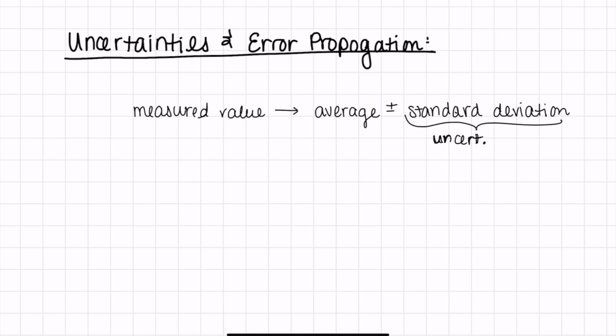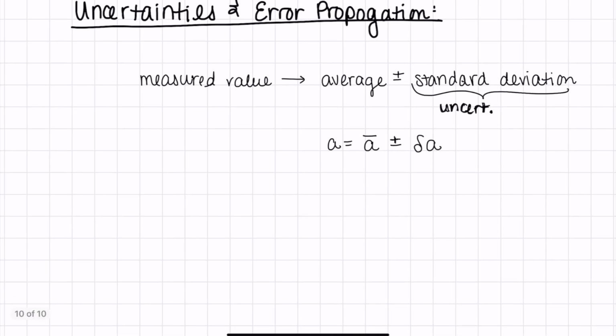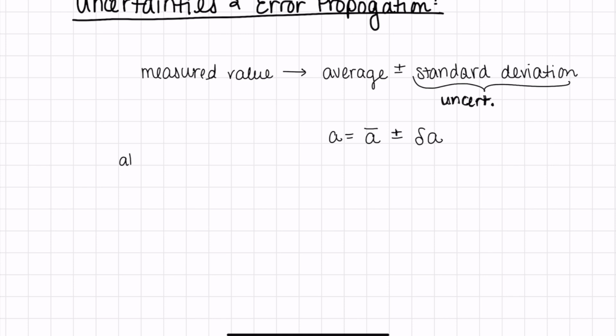I'm going to shorten that as uncert, because uncertainty is a long word and I'm going to have to write it a lot. If we have some value A, we would represent that as the average of the measurements plus or minus the standard deviation of those measurements. But because standard deviation is the same as uncertainty in this case, we're going to write it with the uncertainty notation, which is a lowercase Greek letter delta with that letter A, so little delta A.